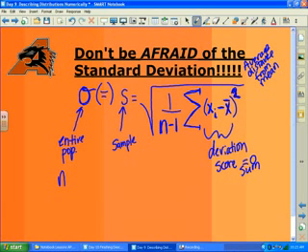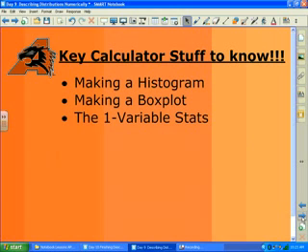Okay, so yes, and we're going to do some in our book. In fact, we're going to go through one of the problems in our book and go through how to do this on the calculator, and then hopefully you'll get a better idea of what we're actually finding. So let's all learn how to do some of these things on our calculator. Once you get your calculator out, we're going to make a histogram, make a box plot, and do the one-variable stats in our calculator. And I want to use one of the problems in your book.